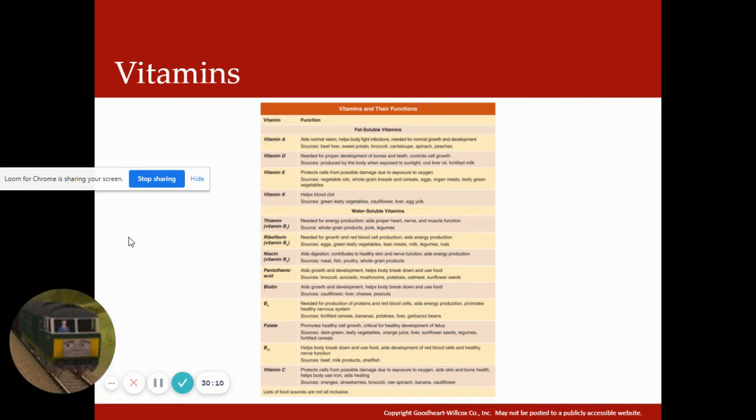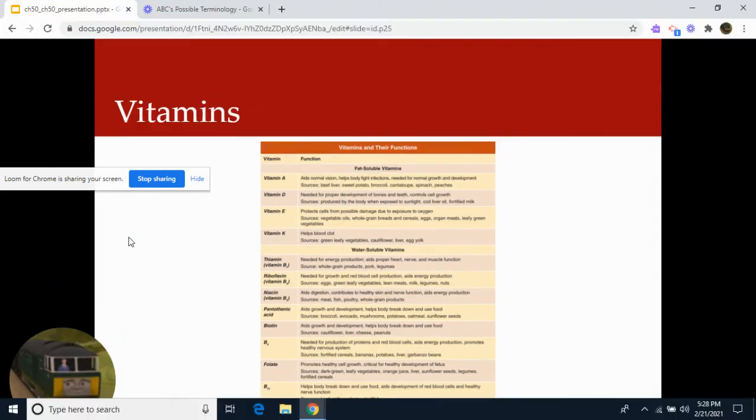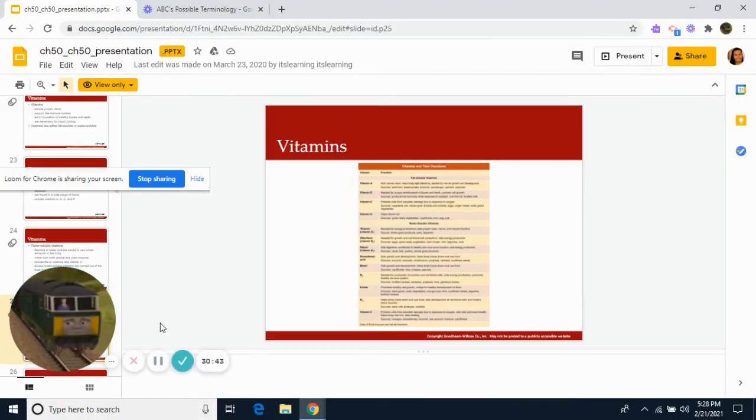Vitamin C. There are lots of food sources, and this list is not all inclusive. Sorry about my misspelling words. It protects cells from possible damage due to exposure to oxygen, aids skin and tissue health, helps the body use iron, and aids healing. Sources: oranges, strawberries, broccoli, raw spinach, bananas, and cauliflower. That covers all the vitamins.